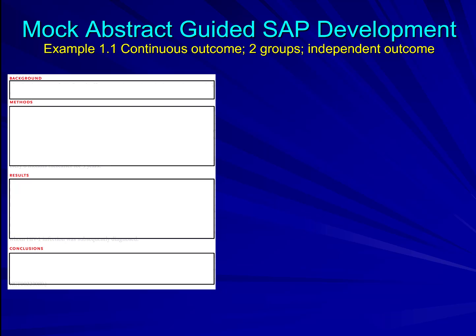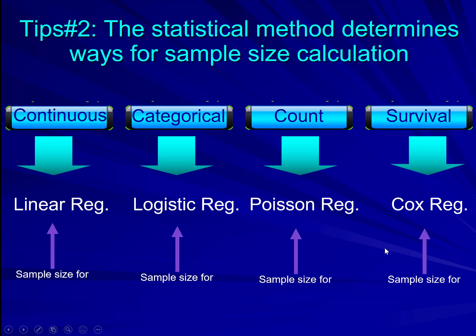In these sections, I will provide an example of each type of the outcome that makes the mock abstract allow us to know what the appropriate statistical method is for each research. Remember in the previous slide that there are 4 types of the outcome which determine statistical method.